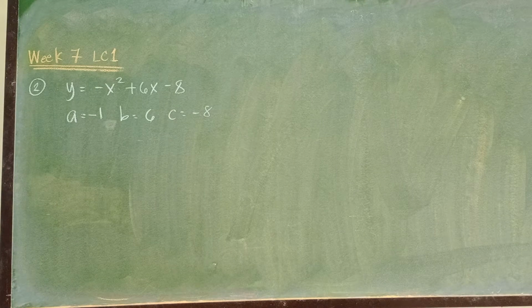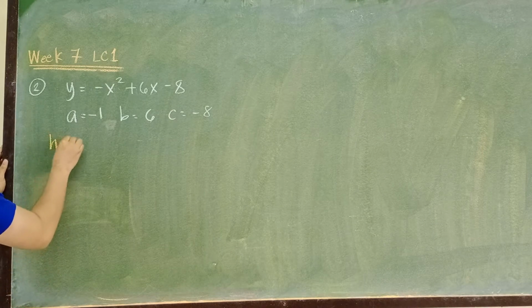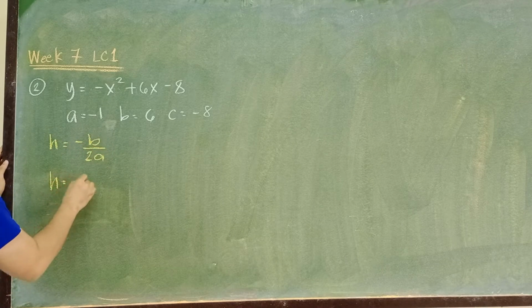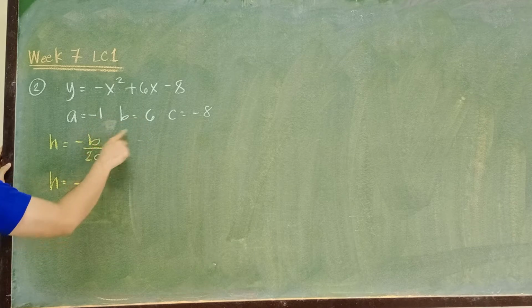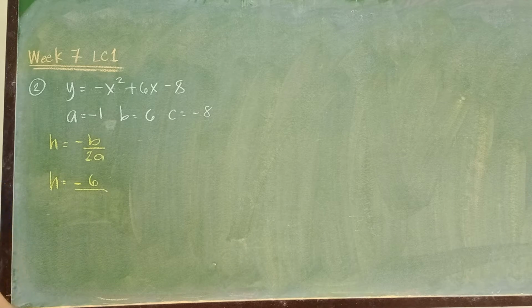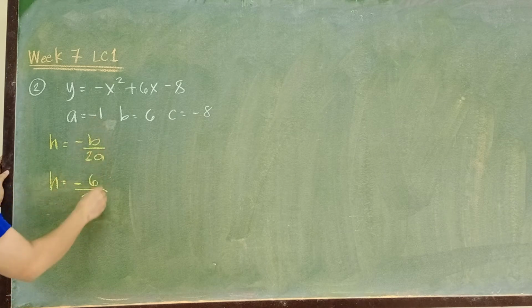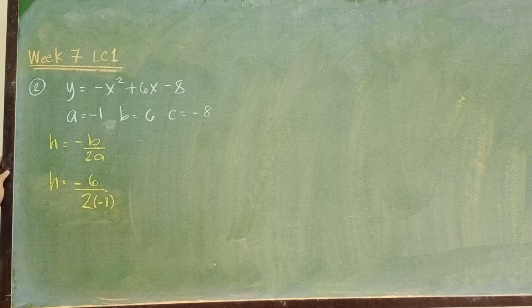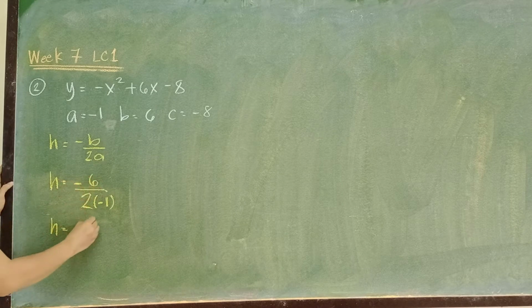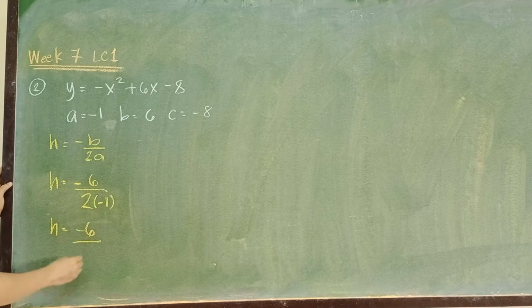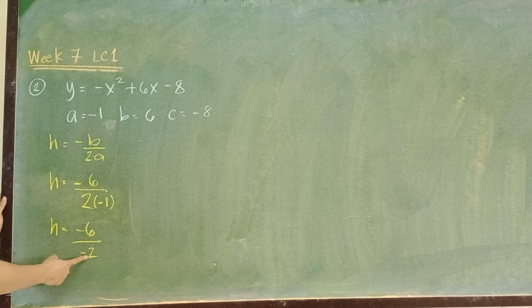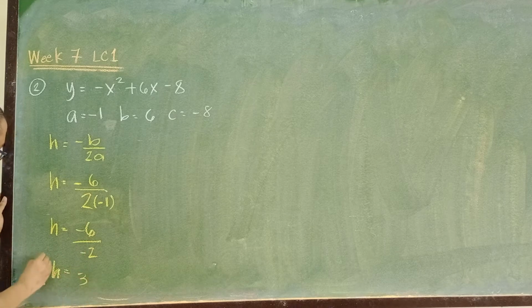Now, using the formula para sa h, negative b over 2a. h now is, b natin is 6, so this is negative 6 over 2. Yung a natin is negative 1. So let's simplify. Negative 6 over 2 times negative 1, this is negative 2. H natin is negative 6 divided by negative 2, that is positive 3.